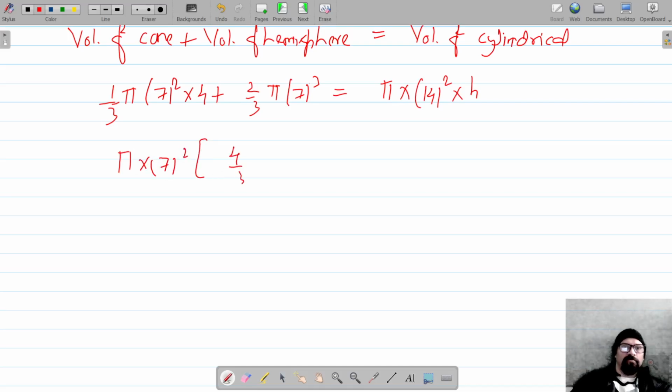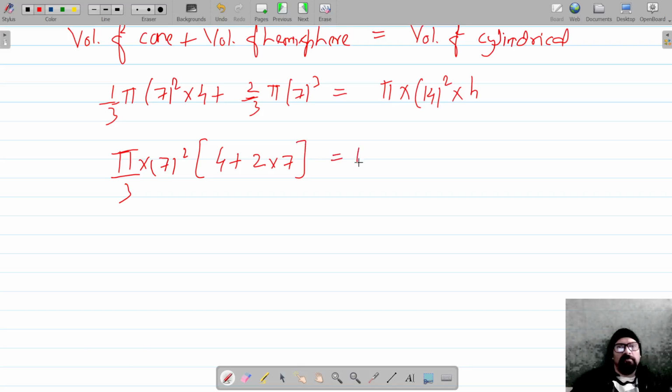So which is 4 by 3, which is 4 by 3. So pi into 7 square, which is 4 by 3. Actually, we can take pi by 3 common. So if pi by 3 into 7 square is common, we are left with 4 here. So this is 2 into 7, which is equal to pi into 14 square is 14 into 14 into h.